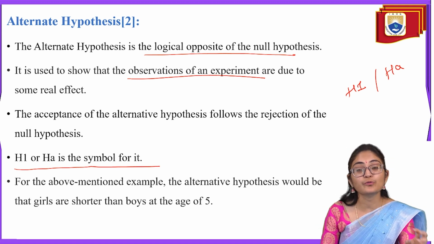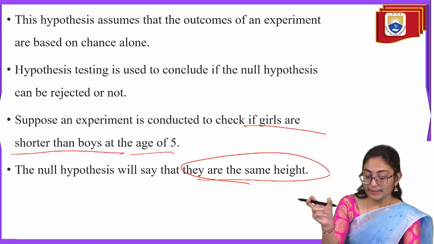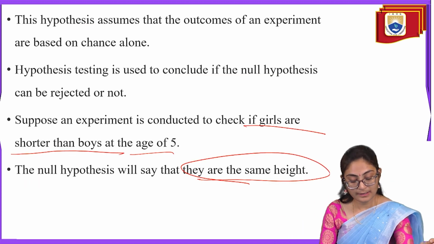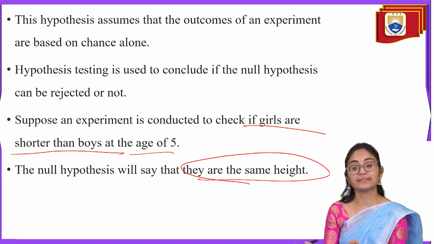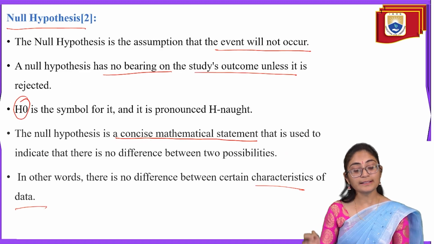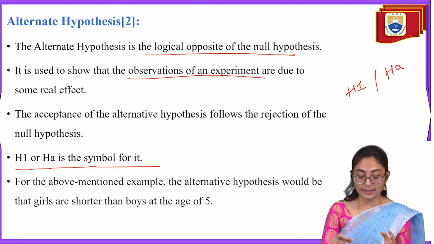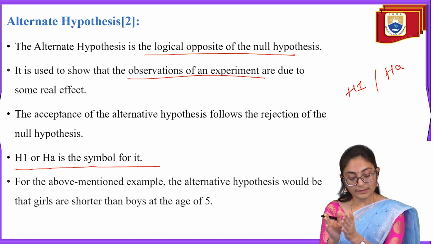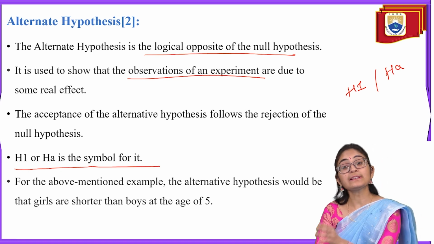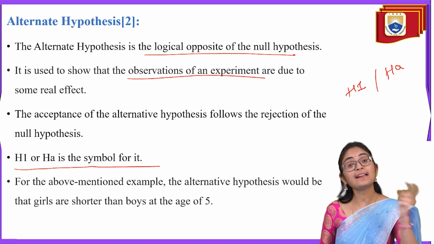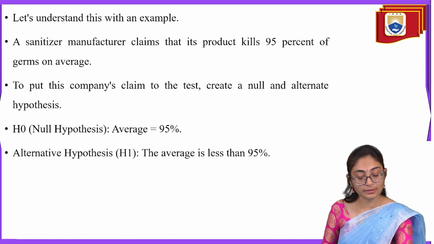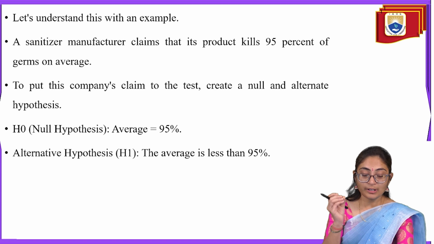In the null hypothesis, what was the result? They have the same height. Girls and boys have the same height. But the alternate hypothesis shows that girls are shorter than boys at the age of 5. That means it is totally opposite of the null hypothesis.